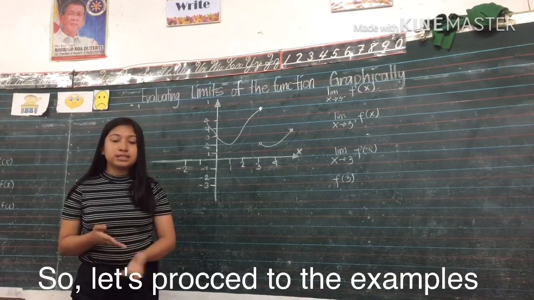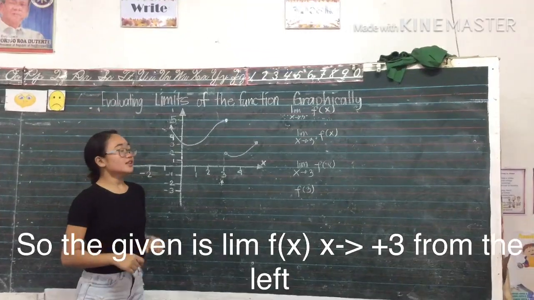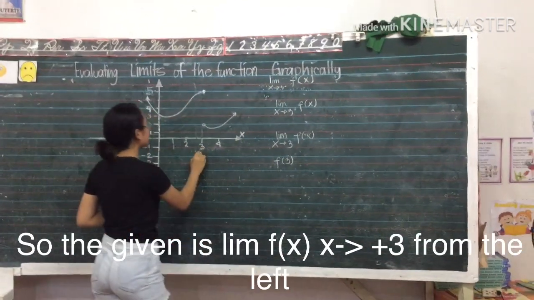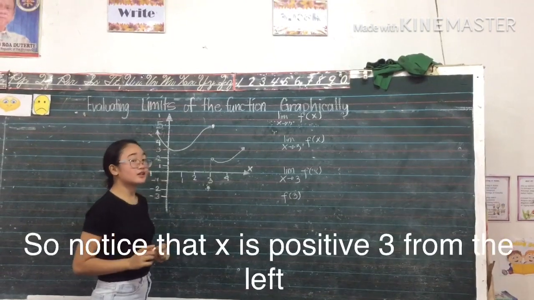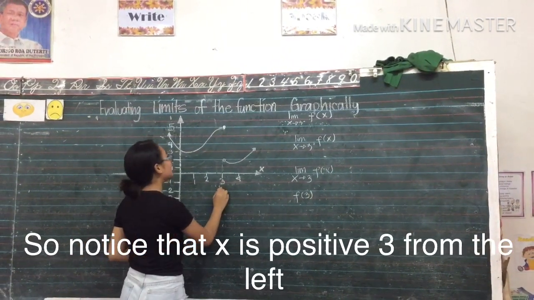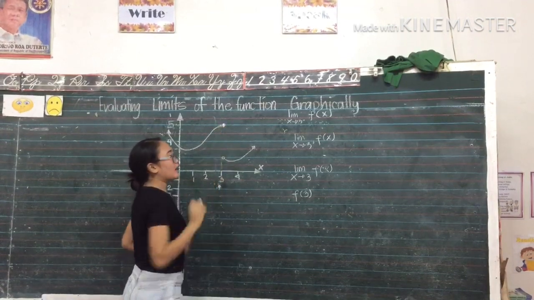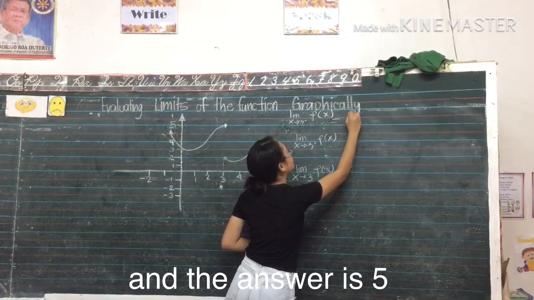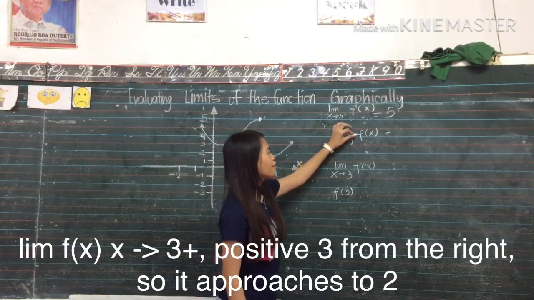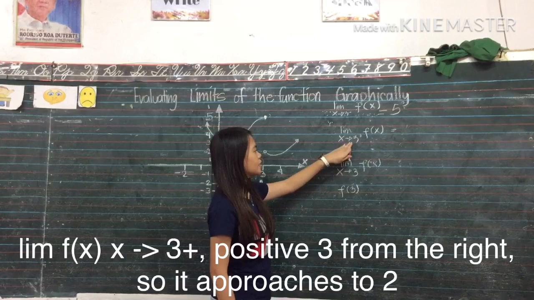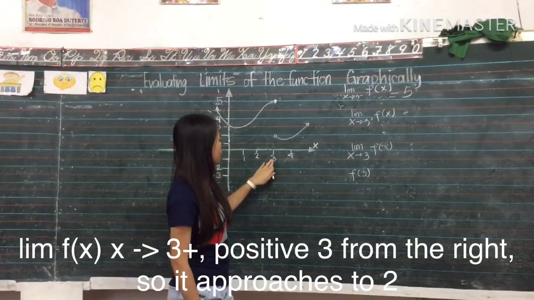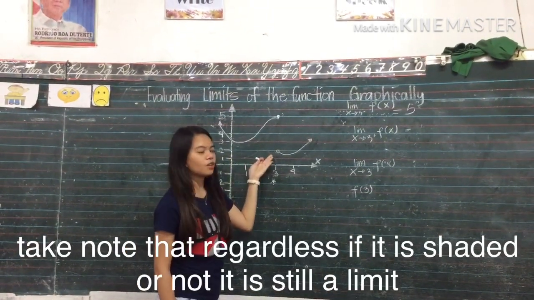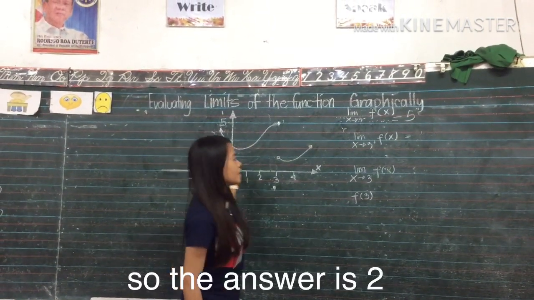So let's proceed to the examples. The given is the limit of f of x as x approaches positive 3 from the left. Notice that x is 3 from the left and it approaches 5. And the answer is 5. Limit of f of x as x approaches positive 3 from the right. Positive 3 from the right, so it approaches 2. Take note that regardless of whether it is shaded or not, it is still a limit. So the answer is 2.